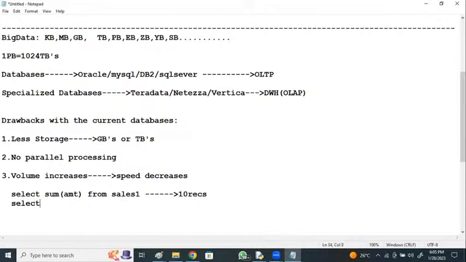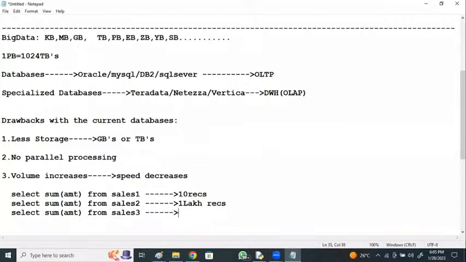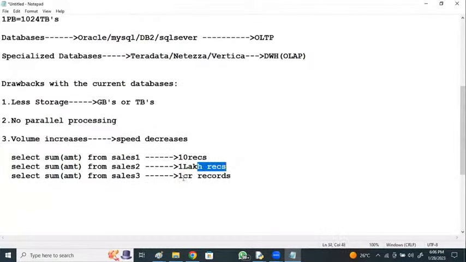And see one more query: select sum of amount from sales two. Sales two has 1 lakh records. Total amount from sales one, 10 records. Total amount from sales two, 1 lakh records. And the third, 1 crore records. 10 records, 1 lakh records and 1 crore records.